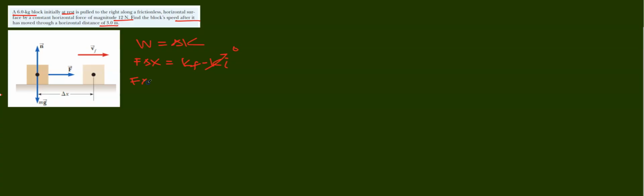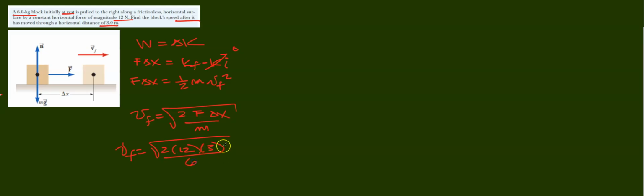Let's keep it symbolic until the end. So 1/2 m v final squared, and if you want the final velocity, then this is the square root of 2 F delta x over the mass, and all we have to do is plug in the numbers: 12 newtons, 3 meters, 6 kilograms. I'm keeping everything in meters, kilograms, seconds. And when I do all these numbers, we get 3.5 meters per second. So this is just a little example. We're going to do more problems in class.